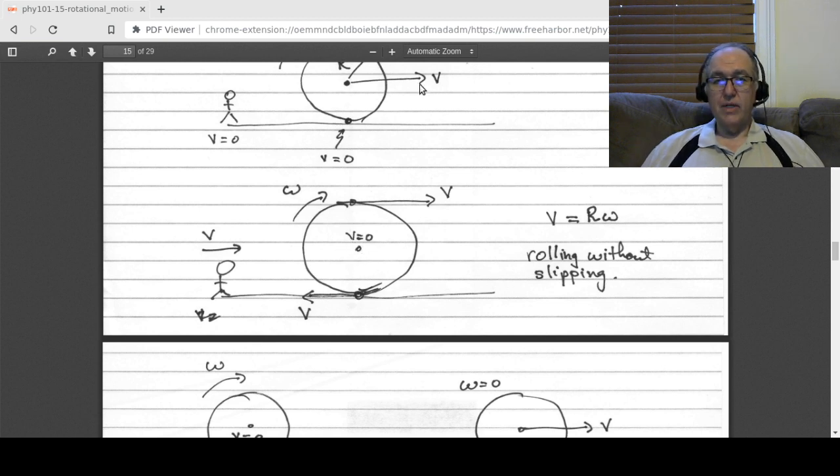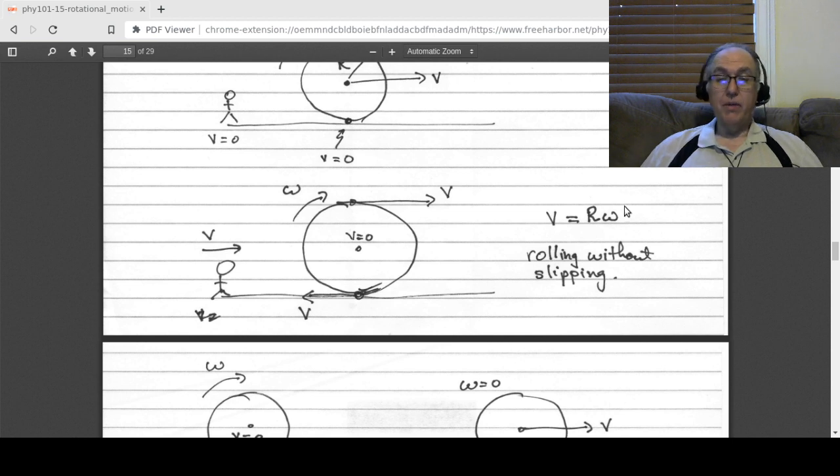Well, if this is zero, that's like subtracting v from this diagram, so the ground is moving behind you. It's falling away from you at velocity v. And the top of the wheel is moving forward at velocity v. So you can see that the tangential velocity of the wheel now is v, both the top and bottom. Well, if the tangential velocity is v, and it has an angular velocity omega and a radius r, then v is equal to r omega.